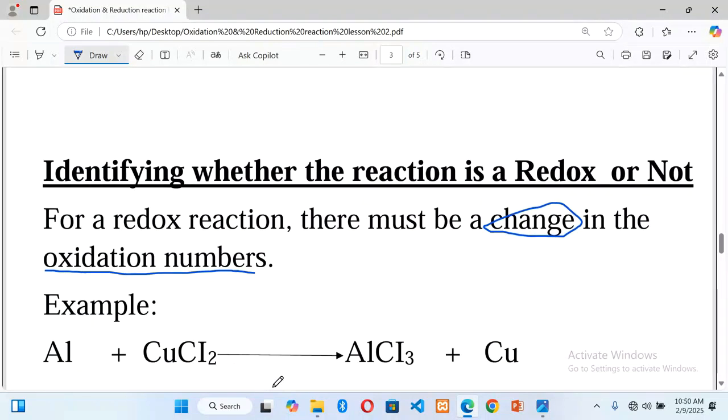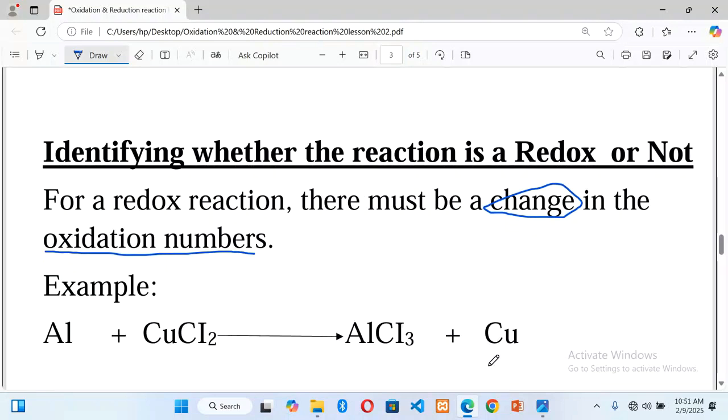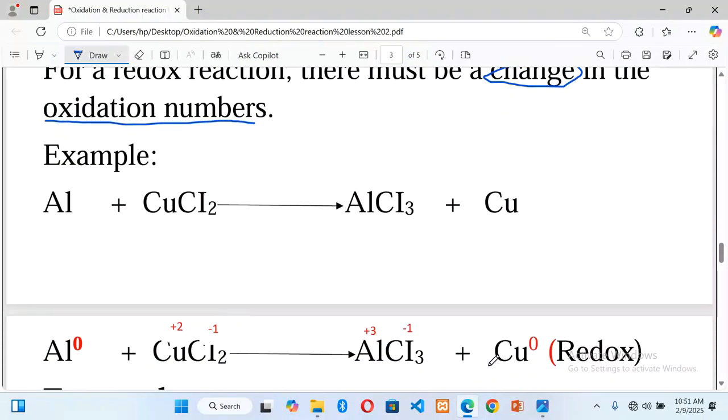So let's look at this example. Example 1, we have aluminium reacting with copper chloride to produce aluminium chloride and copper. Now the question is, is this a redox reaction or not? How do we know that? By assigning each of these substances their respective oxidation numbers. If there is any change in the oxidation numbers, then we say it is a redox reaction. Let's have a quick look at this.